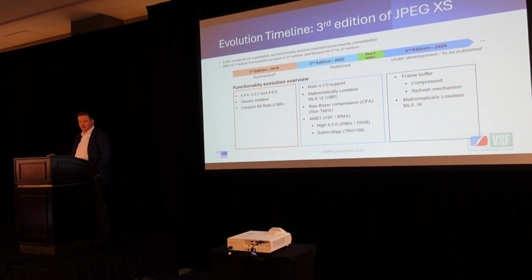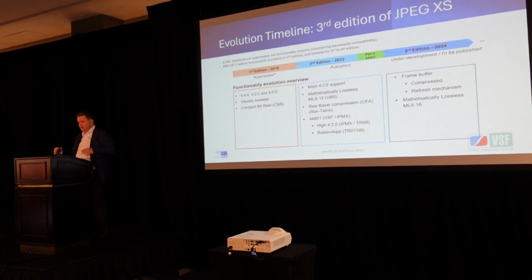And we added in the raw, or the JPEG standard added in the raw Bayer compression. I'm not trying to say Intopix did this, but the JPEG committee did. And then there was a little bit of influence there. There was an addendum put in that 2nd edition as well to handle some of the VSF and IPMX requirements, where they wanted a high 420 capability put into that for IPMX and TR08.